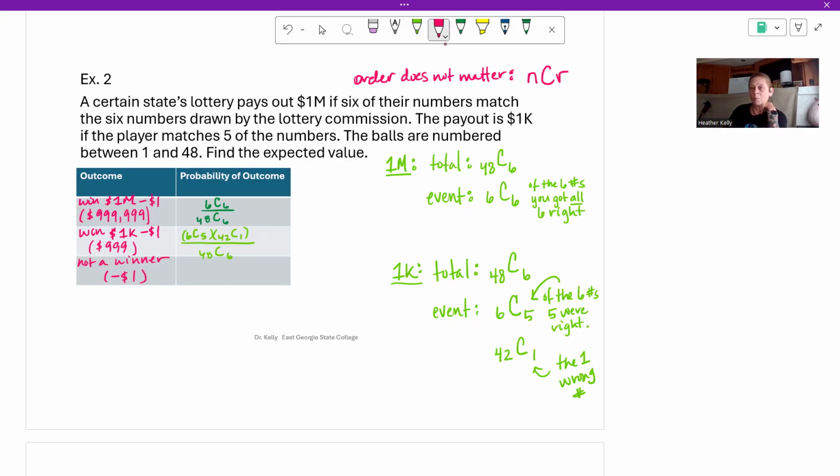This one is more complex. It's multiple events. This was only one event: you get all 6 of them. This was, you only get 5 of them and you get one wrong. That's a 2 event situation. So that's the difference there. And then finally, the probability that you lost would be 1 minus the probability you won 1,000. I need to make these bigger. This little table is just tiny.